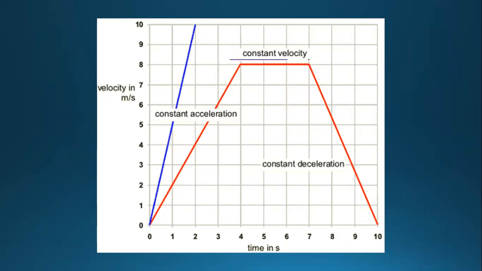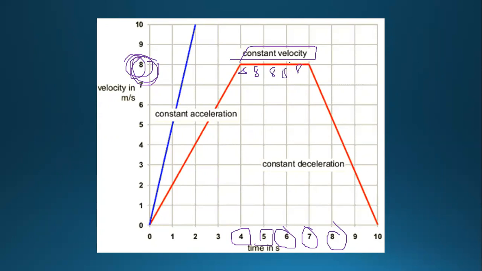Constant acceleration, constant velocity. How do we know it's a constant velocity? Because at time 4, the velocity is still 8. Time 5 पे भी velocity आपके पास 8 है. Time 6 पे भी velocity 8 है. And at time 7, the velocity is also 8. At time 8, it is also 8. So constant velocity throughout. 8, 8, 8, 8, 8.